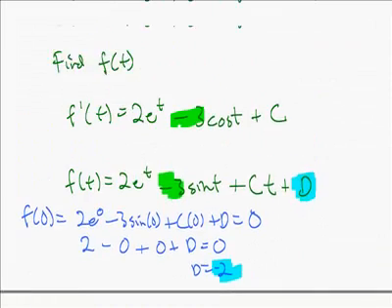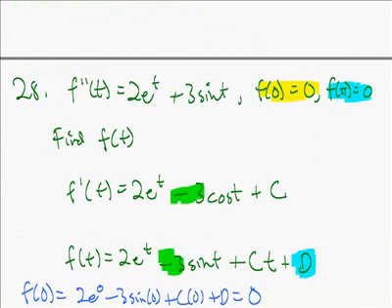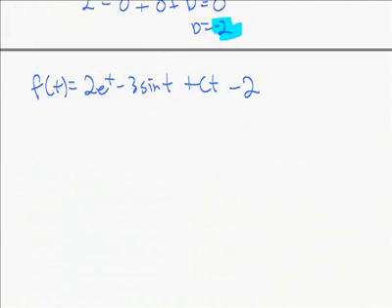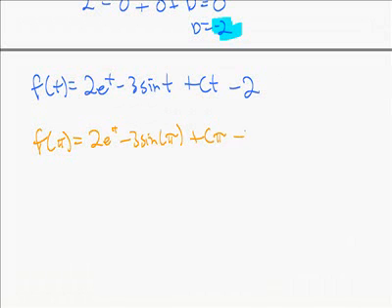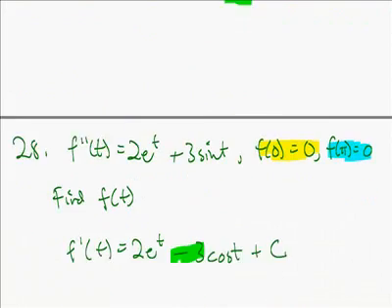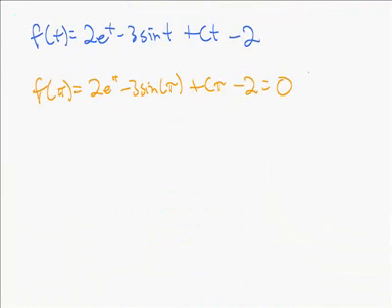Now we should be able to use the other piece of information, that f of pi is equal to 0, to find c. Let's see what we can do with that. So f of pi is equal to 2e to the pi minus 3 times the sine of pi plus c times pi minus 2. And that has to come out to be 0. So we should be able to solve this equation right here for c, and that'll let us know what the other constant has to be. So 2e to the pi, we'll just leave that like that.